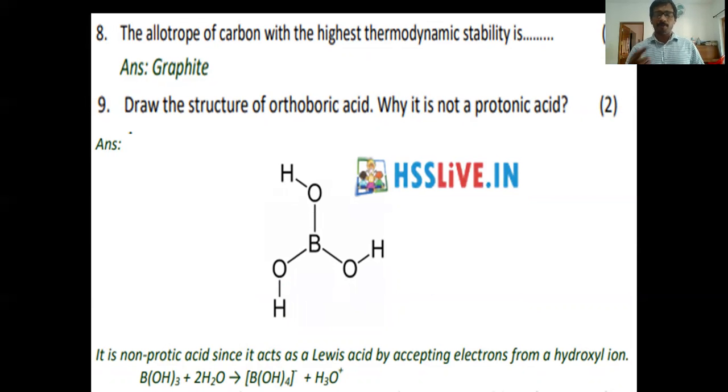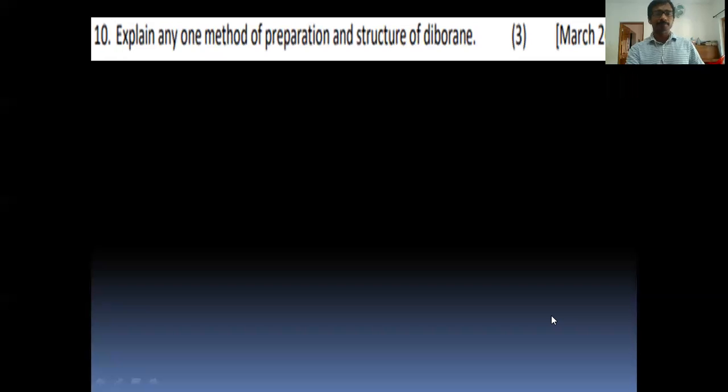Why is it not a protonic acid? Boron is electron deficient, you know. Only 3 bonds, so a total of 6 electrons are present in the outermost shell of boron. So it requires 2 more electrons. So it acts as a Lewis acid, and it will take an electron pair from OH minus in water. Thus it will form B(OH)4 minus and H3O plus. So we cannot call it a protonic acid, but it is a Lewis acid.